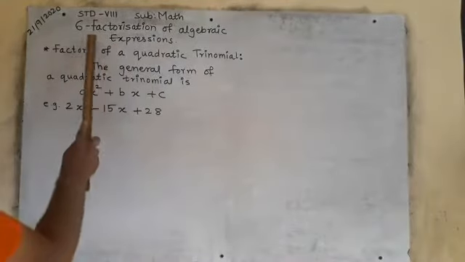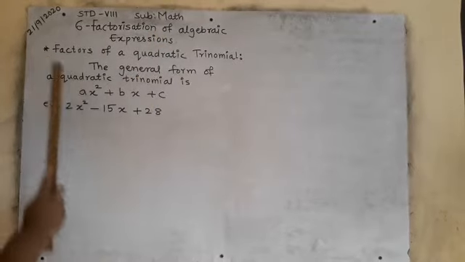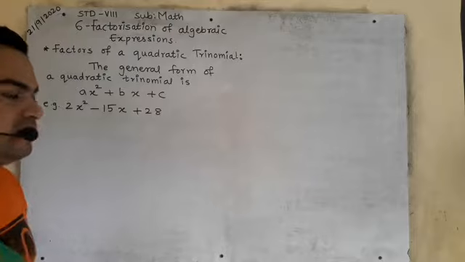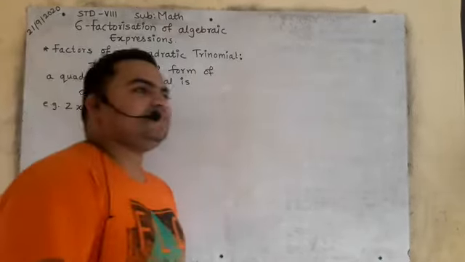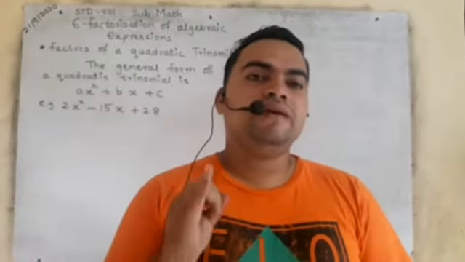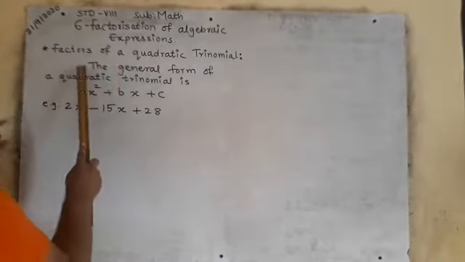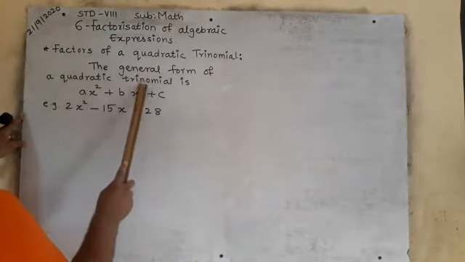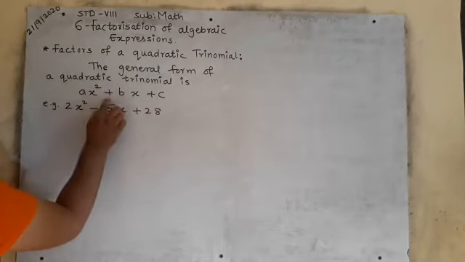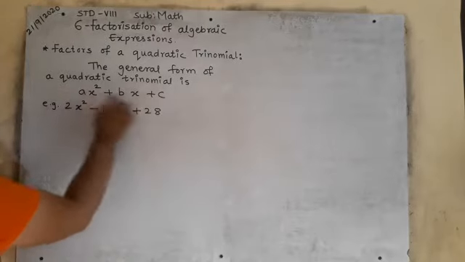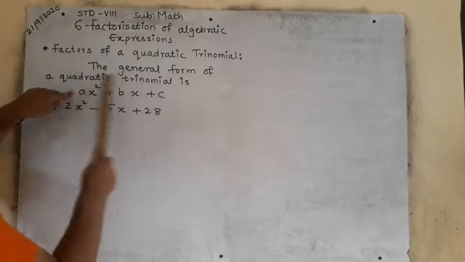See here. Chapter number 6, factorization of algebraic expressions. The first topic which we will learn today is factors of a quadratic trinomial. In 6th, 7th standard you have learned monomial, binomial, trinomial, polynomials. Look at the board. The general form of a quadratic trinomial is this: ax square plus bx plus c. This is a quadratic trinomial.